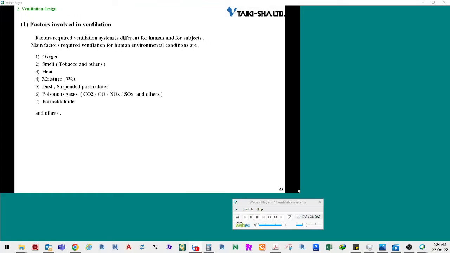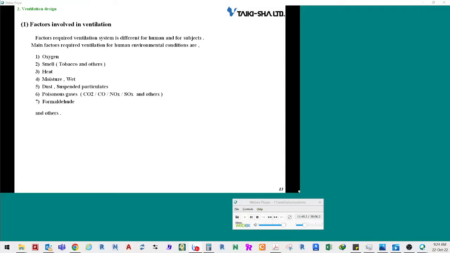Two, ventilation design. 1. Factors involved in ventilation. Factors involved in ventilation are different depending on whether subjects are people or objects. If people are the subjects in the room, the main factors involved in ventilation are as follows. 1. Oxygen. 2. Bad smell, cigarette smoke, etc.